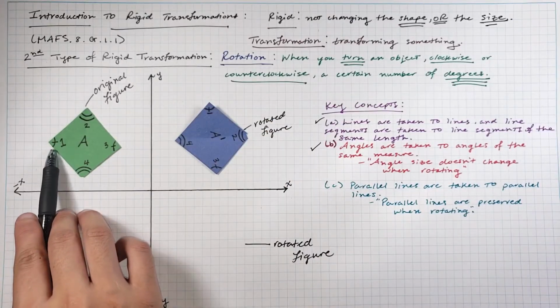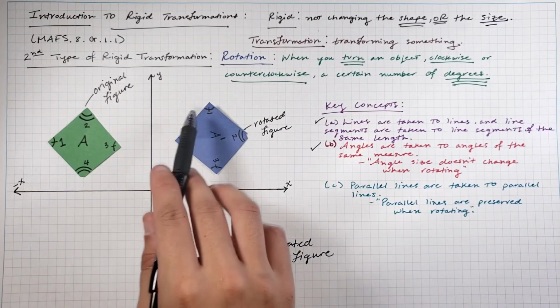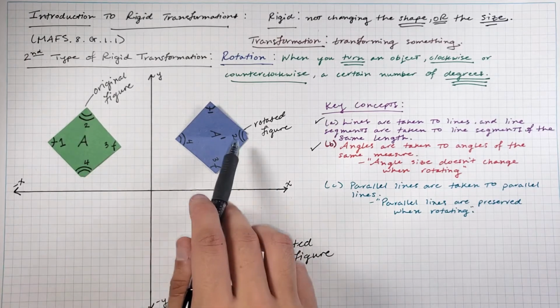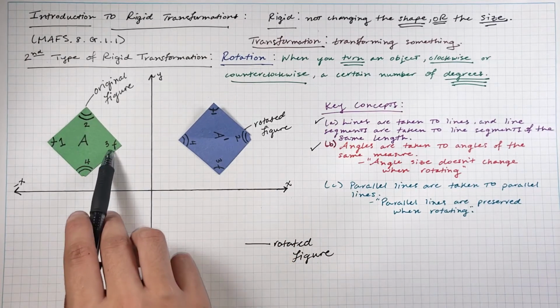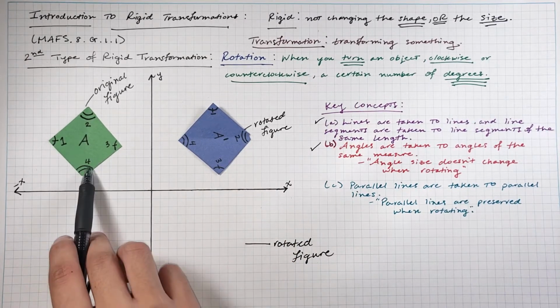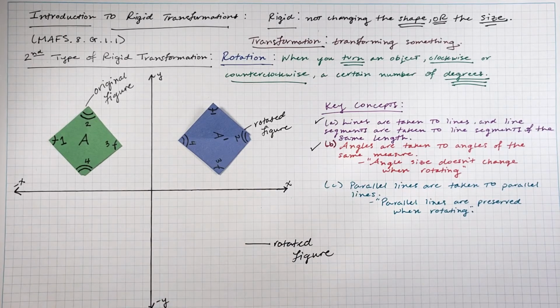So angle 1 measured whatever the measure was here. It's still the same measure here. Angle 2 is still the same measure of angle 2. Angle 3 is still the same measure as angle 3. Same thing with angle 4. So the angle measure stayed the same.